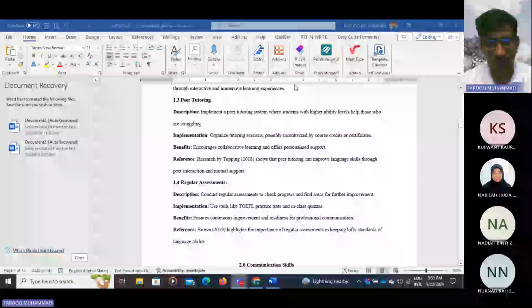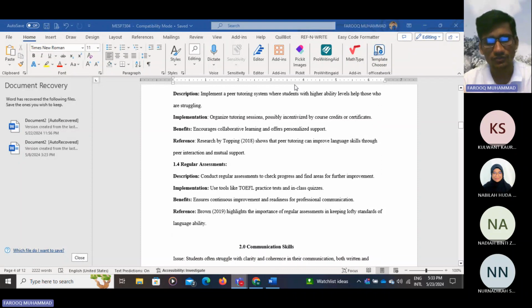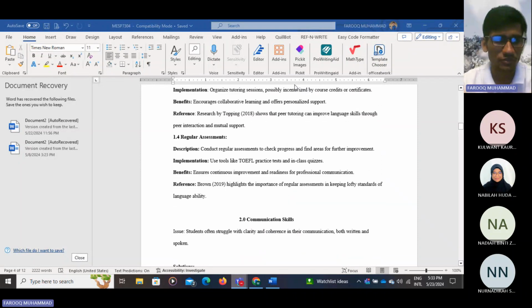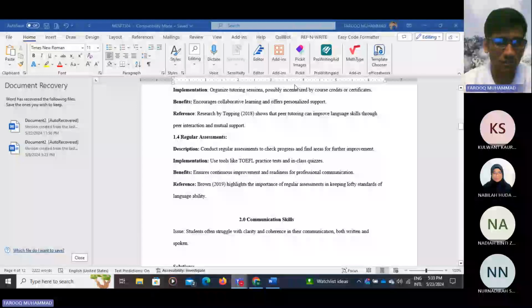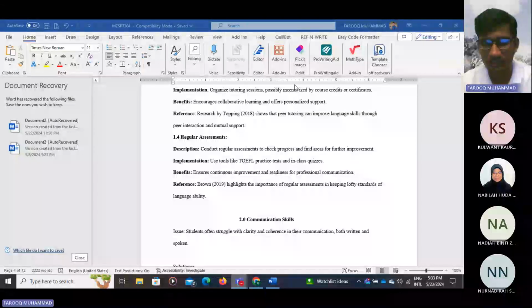Besides this, for this I used the reference 2018, which shows that peer tutoring can improve language skills through peer interaction and mutual support. The fourth one will be the regular assessment that I'm using for the solution of the issue that we mentioned earlier. Regular assessments are very good for solving this issue. Conduct regular assessments to check progress and find areas for further improvement. Use tools like TOEFL practice tests and in-class quizzes.